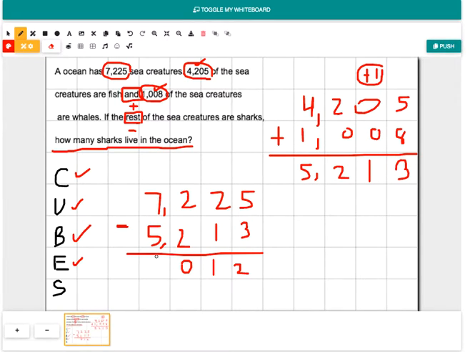7 minus 5 is 2. So our answer would be 2,012. So that's how many sharks are in the ocean.